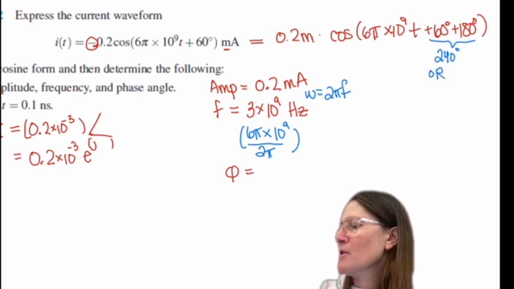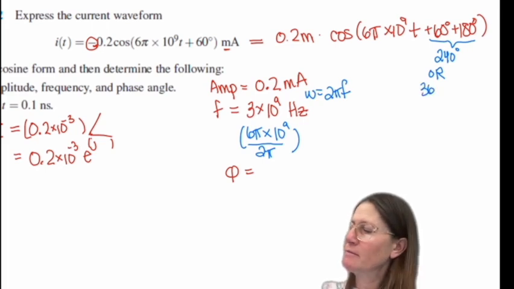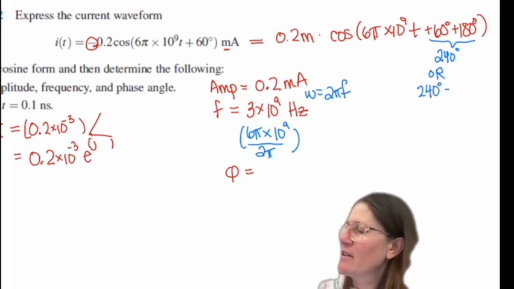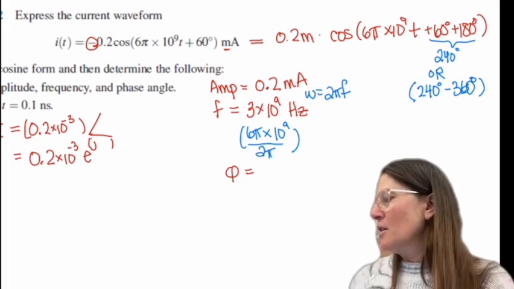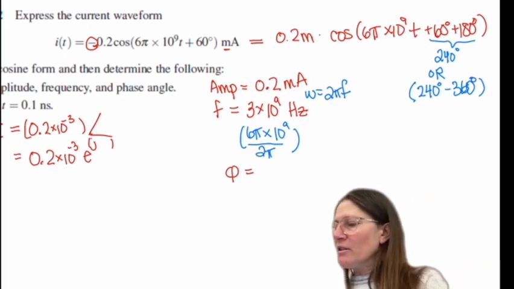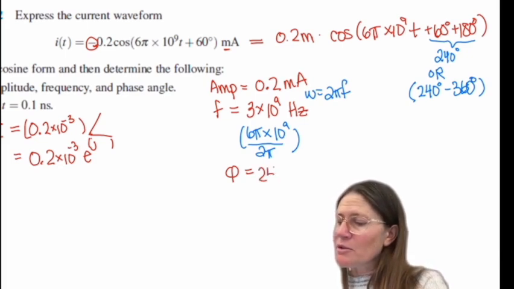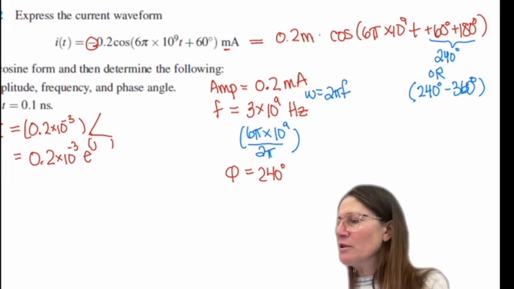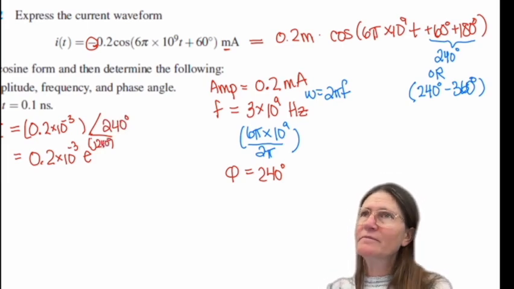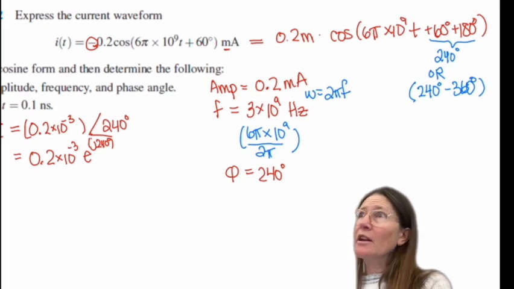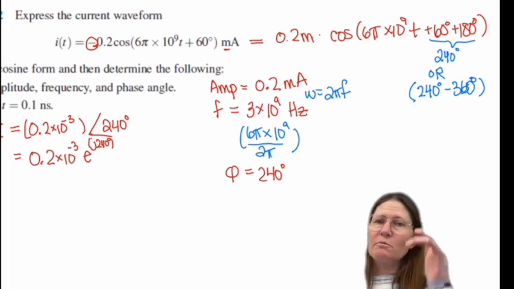Or you can do 240 minus 360, and it would be a negative angle. So either of those would be correct. So this is actually going to be 240 degrees is your angle here, not 60. Does that make sense? So that negative does have to be factored in, but it doesn't change your amplitude.